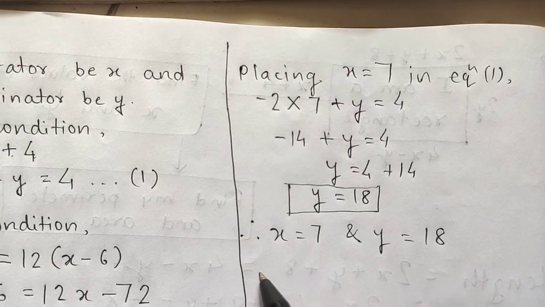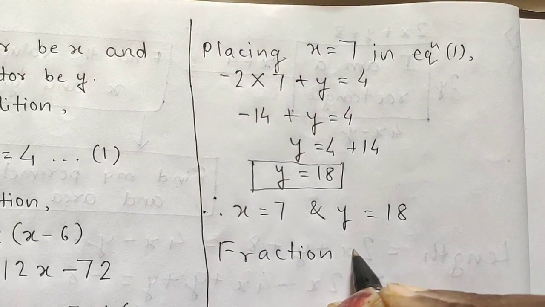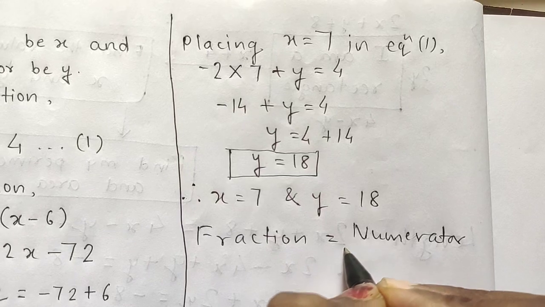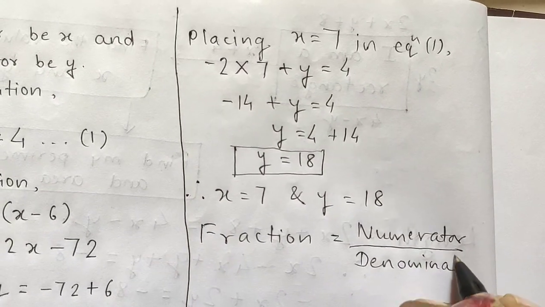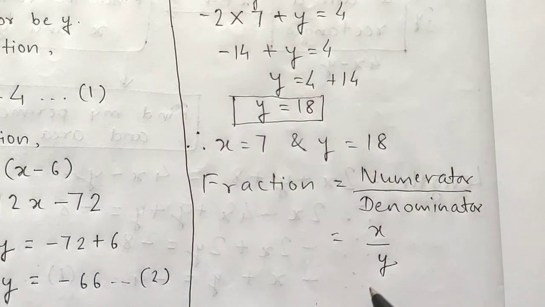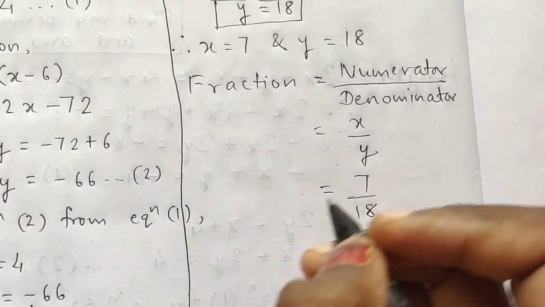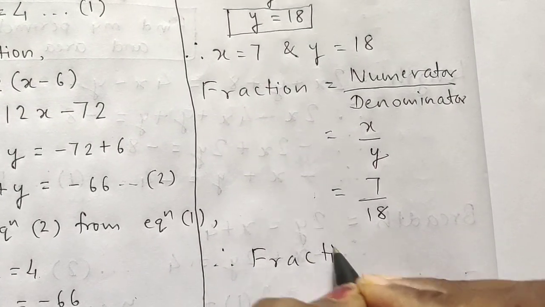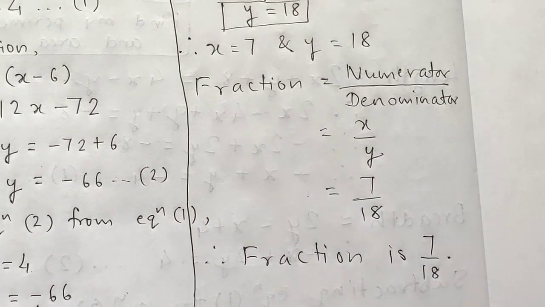And now what is the fraction? Fraction is basically what? Numerator upon denominator, right? Numerator upon denominator. Now you know what your numerator is, that is x, and what your denominator is, y. And what is the answer? x is 7, y is 18. So finally you got your fraction, that is, the fraction is 7 upon 18.